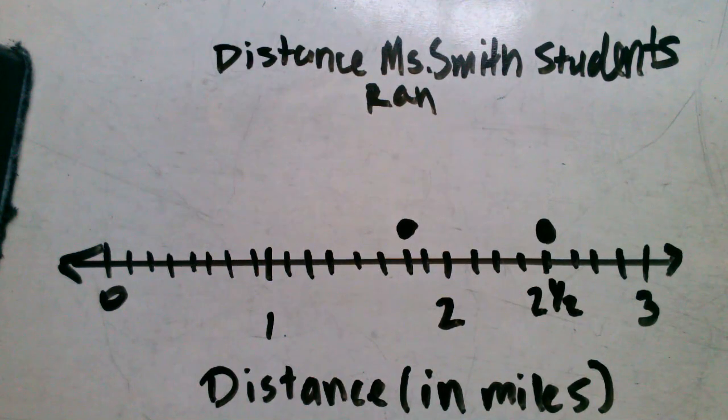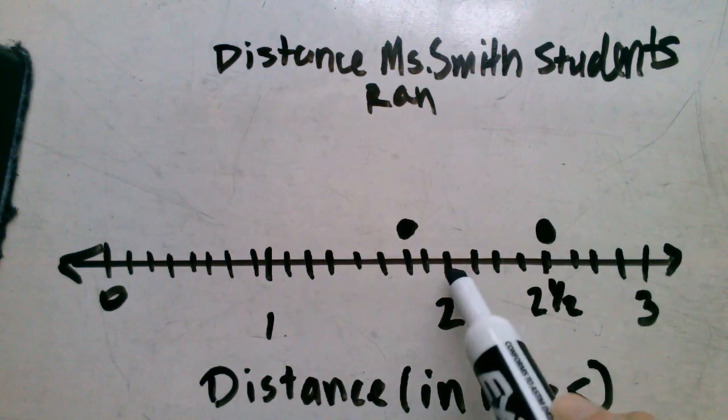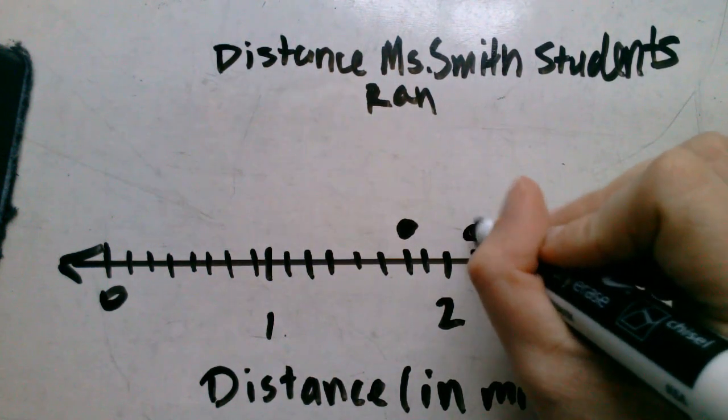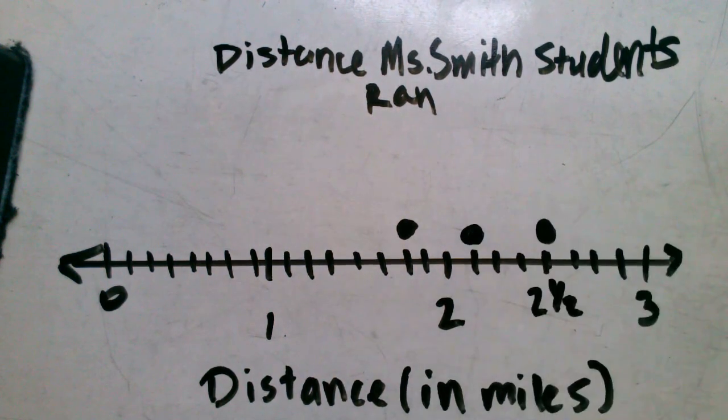Let's continue. Bobby ran 2 1/8. Now, since our graph is already split up into eighths, we just go to 2 and count over 1. Remember, go above your line and put a dot.